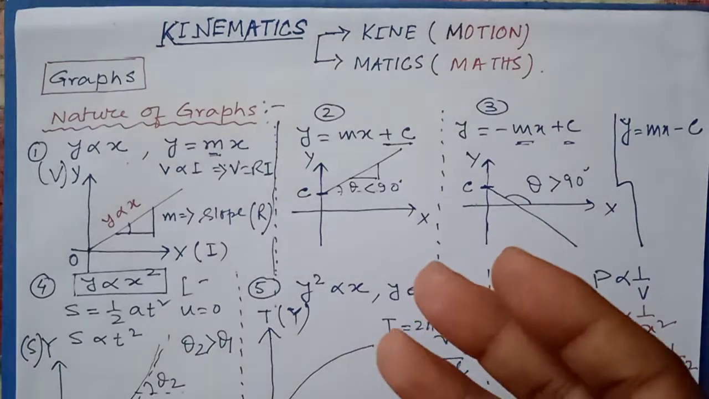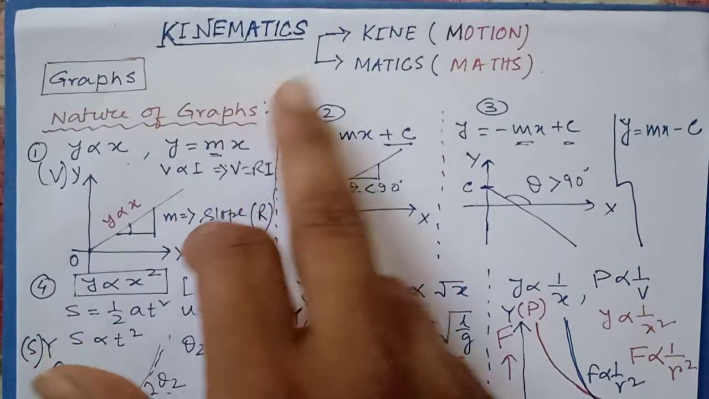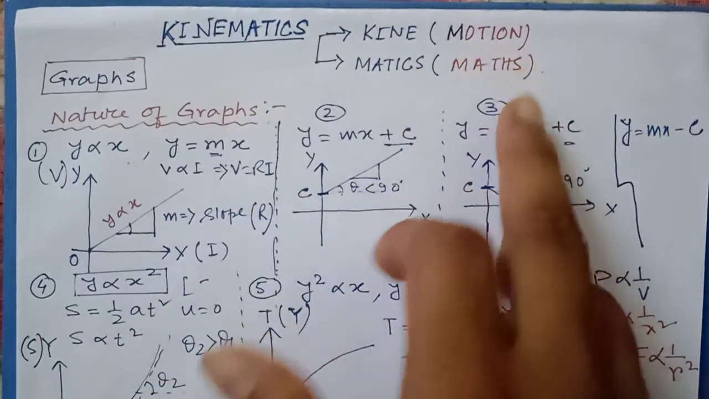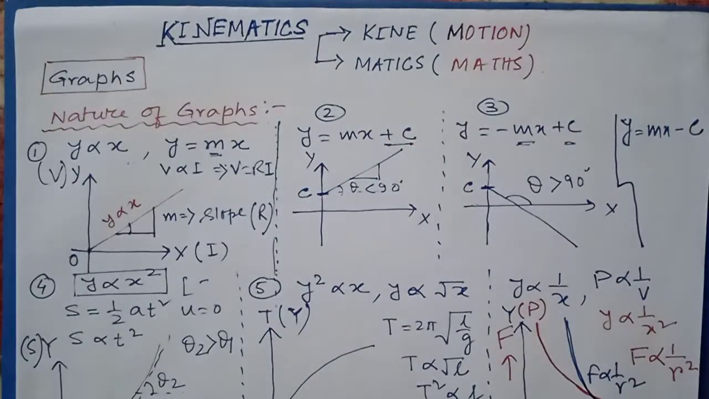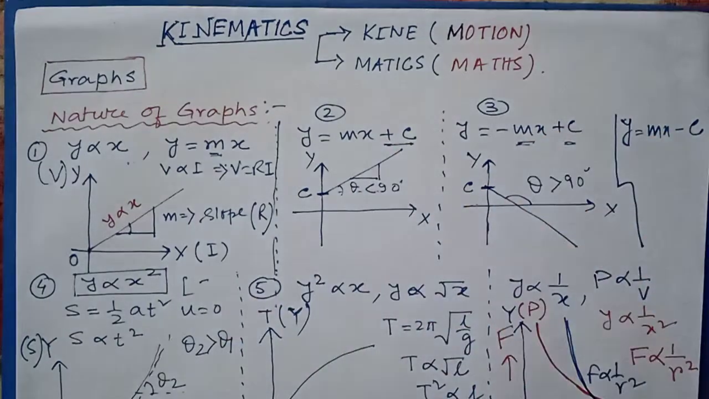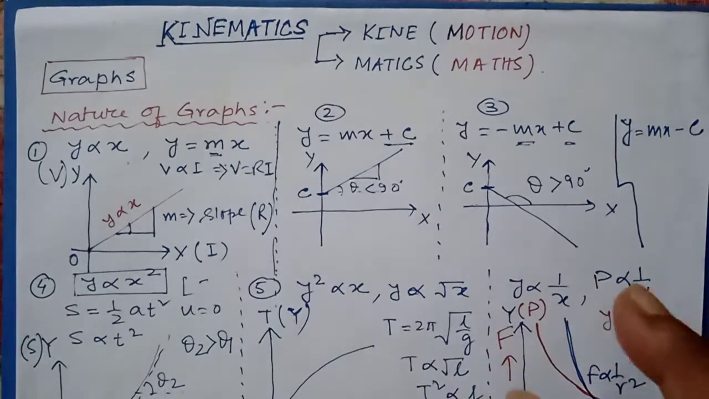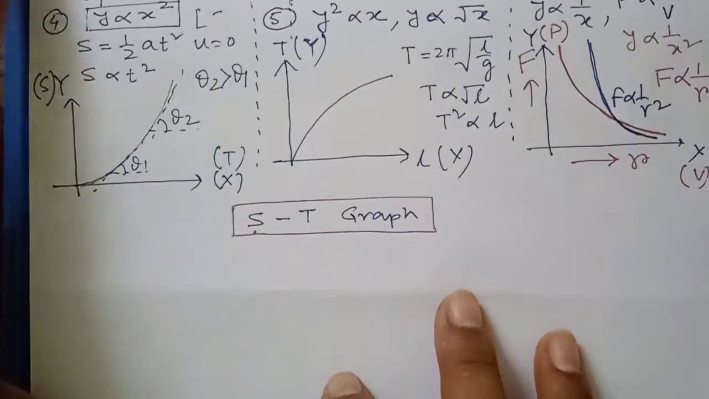In the previous video, we already discussed kinematics, the meaning of kinematics: kin means motion, nematics means mathematics, and also discussed the different types of nature of graphs. Suppose some equations are given, how to represent the graph. So now in this video we're going to learn some real graph problems. Okay, so let's get started.